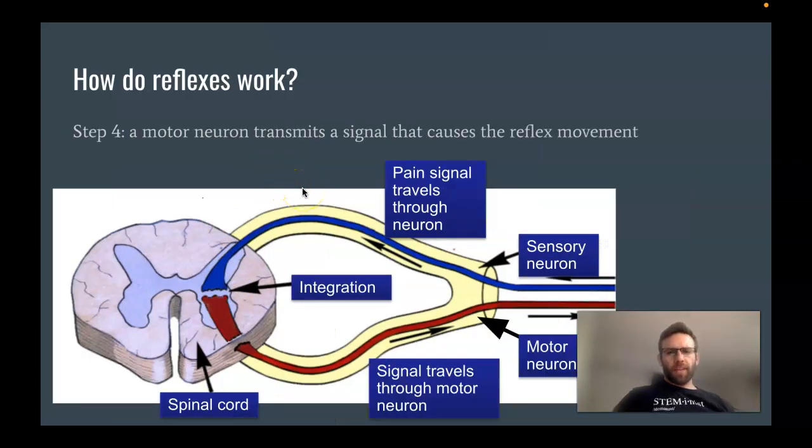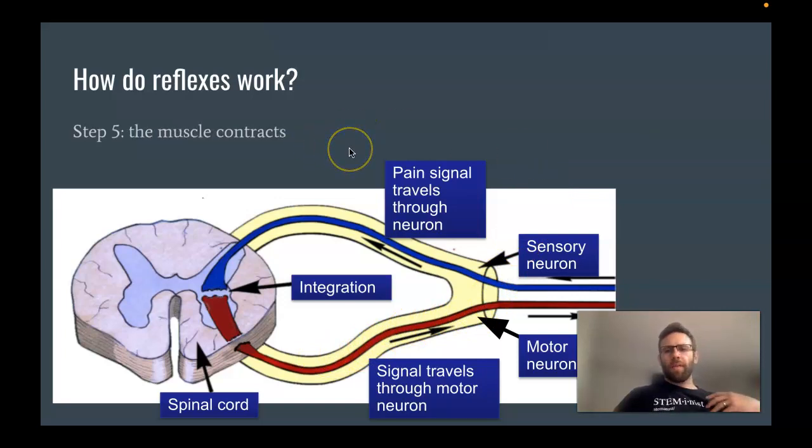Step four, and this slide is kind of busy here. Again, just keeping track of where we are. Step four, we're now in the red neuron here. So a motor neuron transmits a signal that causes the reflex movements. Remember, motor neurons are related to motion. So think about a motor, think about motion, and it's going to tell our body to move. All right, so the signal is going to be sent to maybe a muscle. And so step five, some kind of muscle contracts.